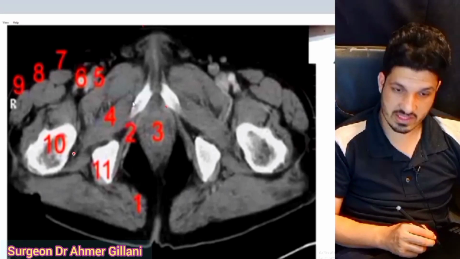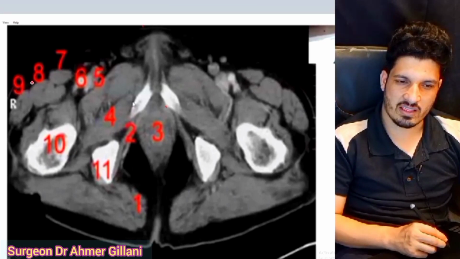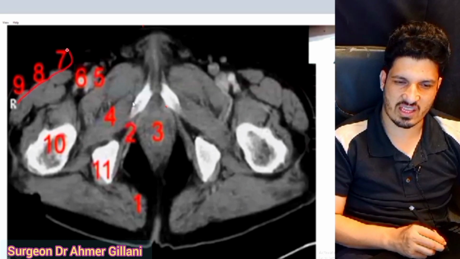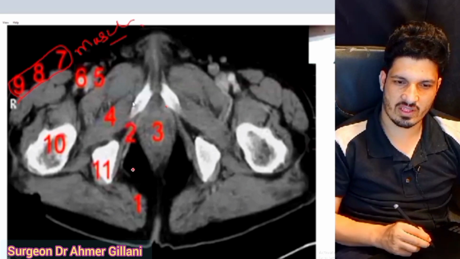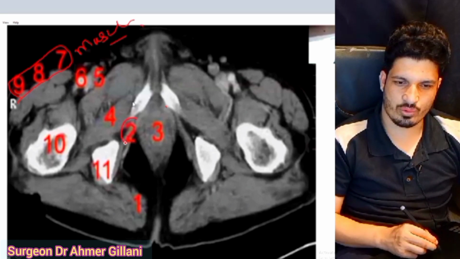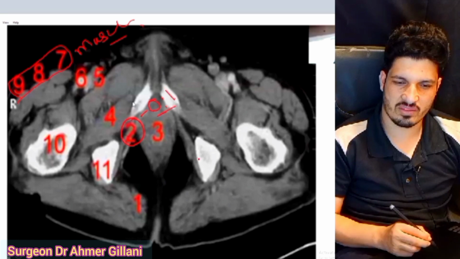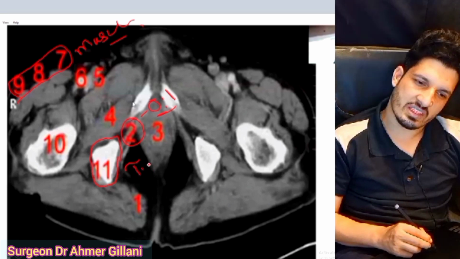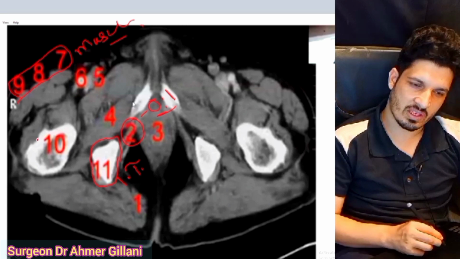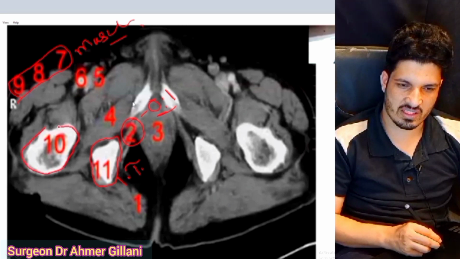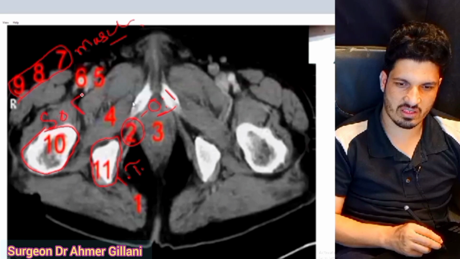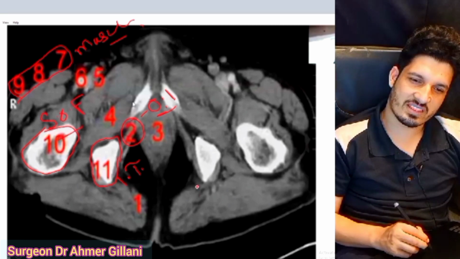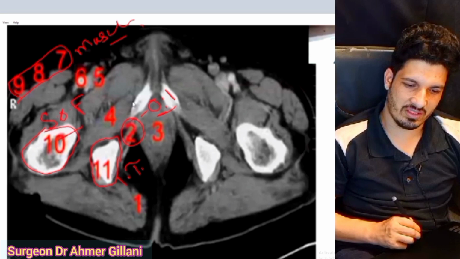Last section of the CT scan of the pelvis, and here you can identify some of the structures. 7, 8 and 9, they are the muscles. Structure number 2 is the obturator internus muscle. And structure number 11, this is the ischial tuberosity. And structure number 10, this is the shaft of the femur. And with this, there is end of the pelvis.